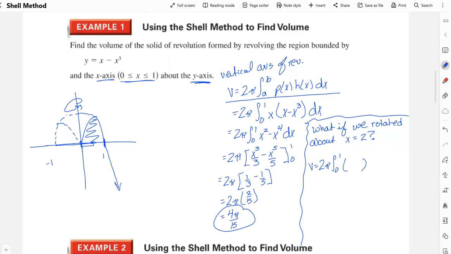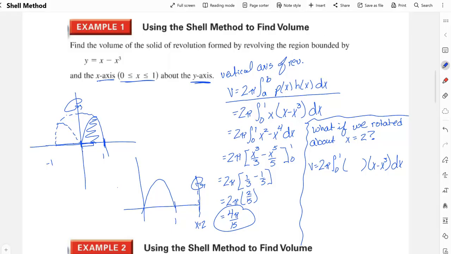So we need the distance to the axis of revolution. And then we need the height. Well, the height of the figure is not going to change. It's still bounded by x minus x to the third. We just have to figure out the distance. So I'm going to draw a new picture here to show this scenario. So here's the piece of the graph that I'm concerned about. This is at x equals 1. I want to look at rotating about x equals 2. I'm rotating here. I got to figure out what my distance is to the axis of revolution.